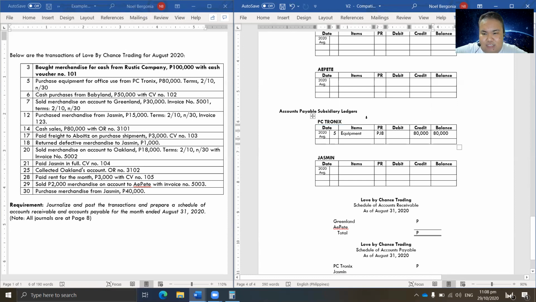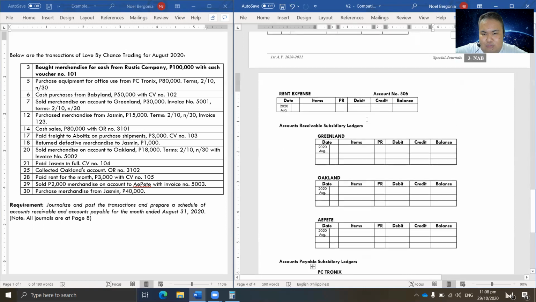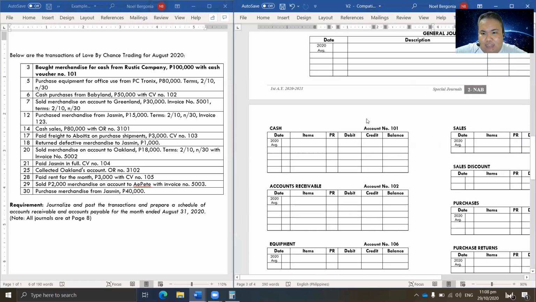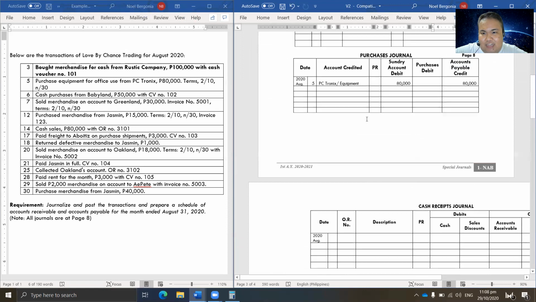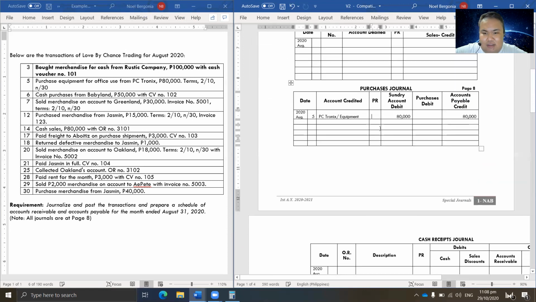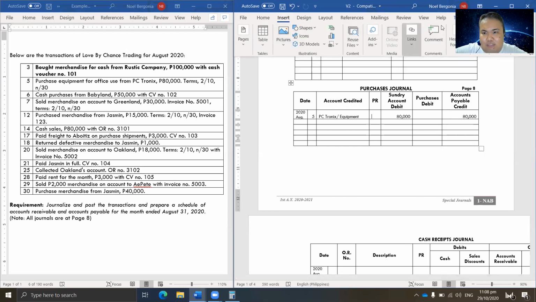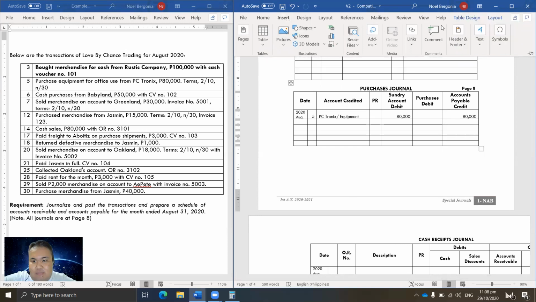accounts payable subsidiary ledger. So what we're going to do is go back to our purchases journal to put in our posting reference. So ano po yung posting reference natin? Pag na-post po sa accounts payable subsidiary ledger, it would be a check mark. Wait lang, I would just create a check mark. Add tayo ng symbols. Ayan, so check mark, because posted na po siya in our subsidiary ledger.